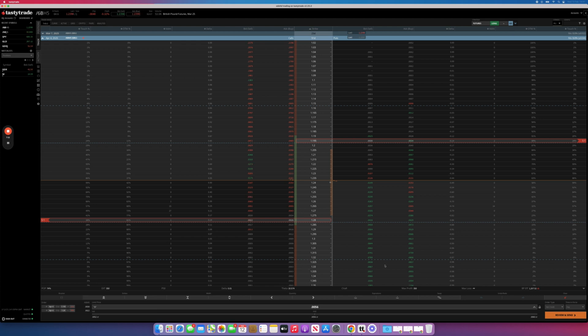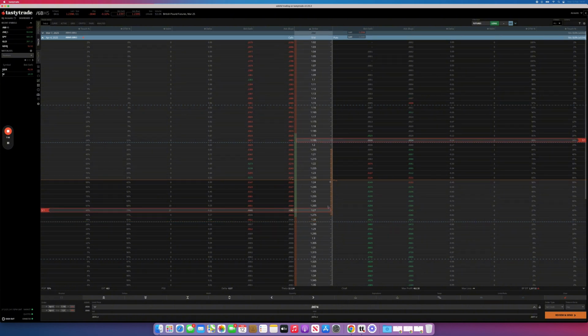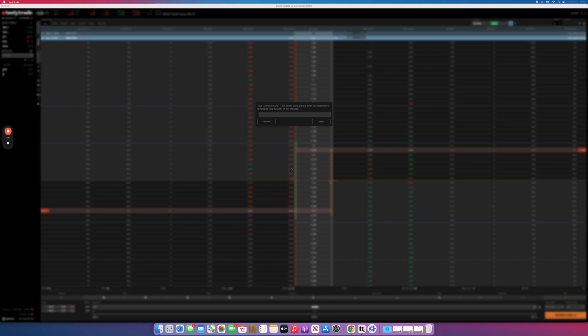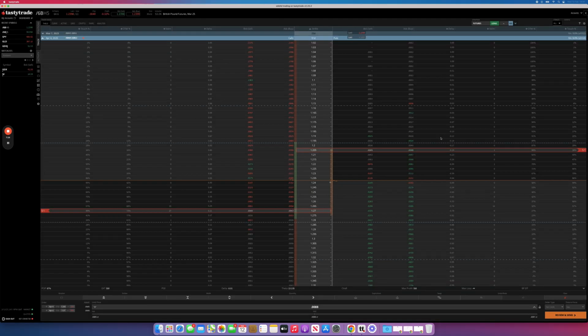Now, if we want to increase our return on capital, we can go to, say, the 21 delta on either side, or 21 on the call side and the 19 on the put side. And what you'll notice now is that our contracts are closer together, but if you look at our max profit here, it's 550.